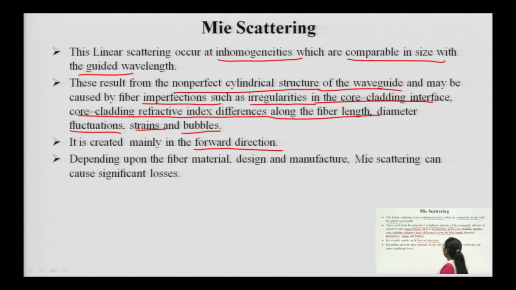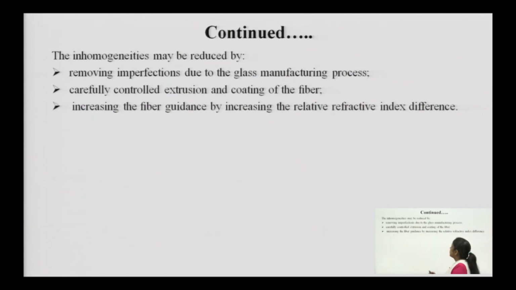Depending upon the fiber material design and manufacture, it causes significant loss. It can be reduced by removing imperfection due to glass manufacturing, careful control of extrusion and the coating of the fiber, and increasing the fiber guidance by increasing the relative refractive index difference. These are the processes to minimize the Mie scattering.